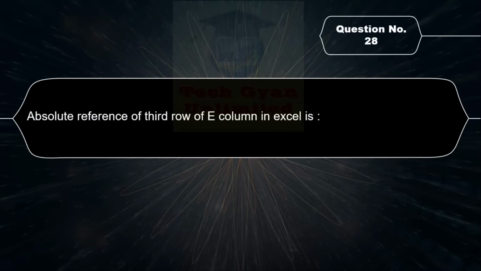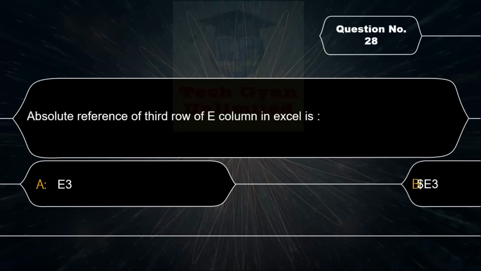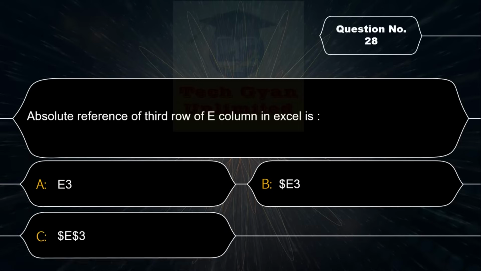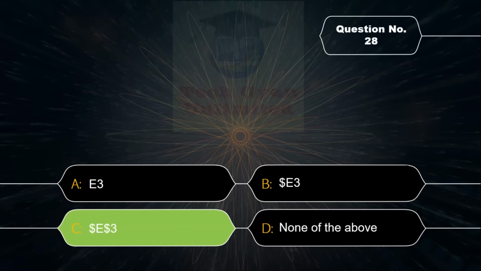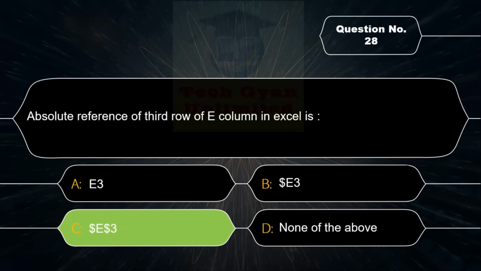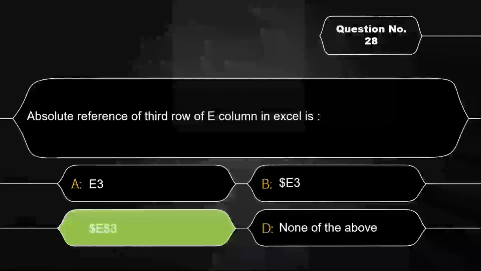Absolute cell reference of the third row of E column in Excel is? Option A, E3. Option B, $E3. Option C, $E$3. Option D, none of the above. Correct answer is option C, $E$3. As we all know, absolute cell reference is denoted by the $ sign before the column name followed by the row number.